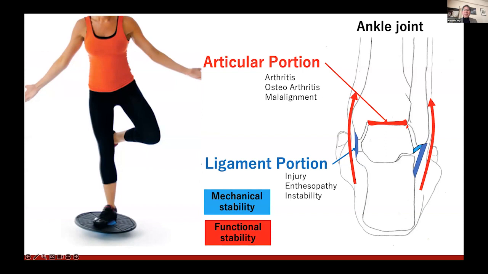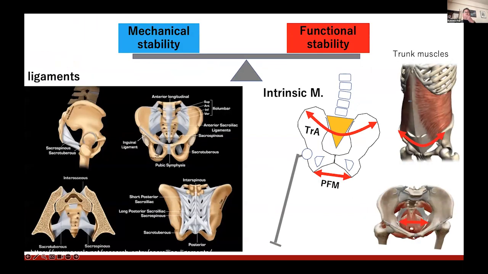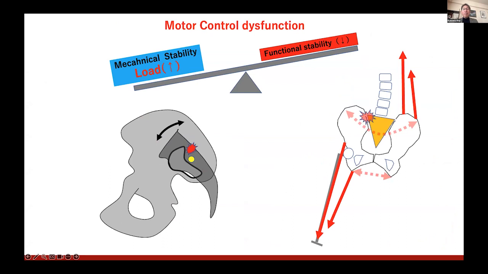In addition, exercise therapy for ankle joint disorders includes neuromuscular exercises of the periarticular muscles to achieve functional stability. Functional stability of the SIJ is obtained through the activity of the intrinsic pelvic muscles, the transversus abdominis and pelvic floor muscles. Impaired functional stability is thought to increase the reliance on mechanical stability functions and increase the load on the sacroiliac periarticular ligaments.